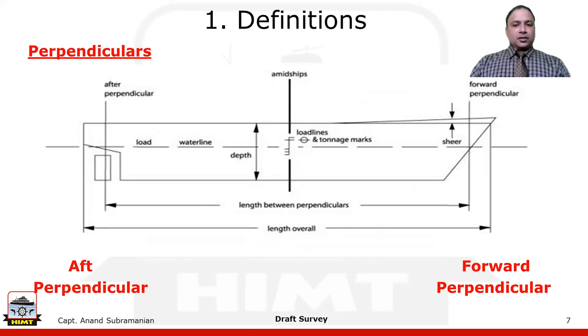The forward perpendicular is a line which is perpendicular to the keel, and the point where it cuts the stem, this water level is basically the summer load line. So at the summer load line, the water plane cuts through the stem at a particular point in the forward, and that point is taken up as the forward perpendicular.